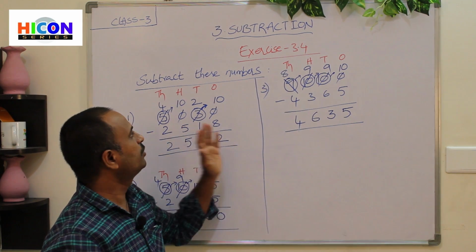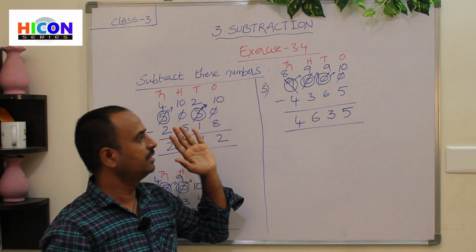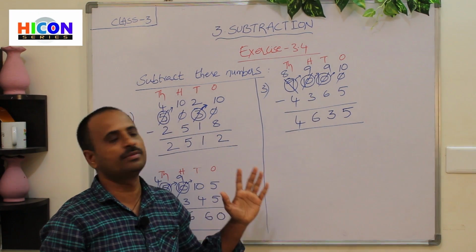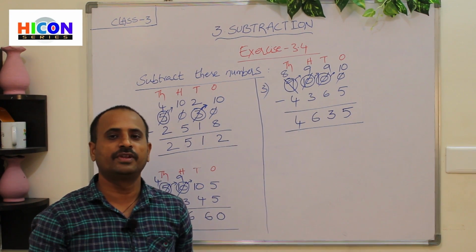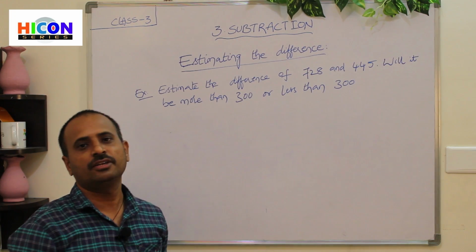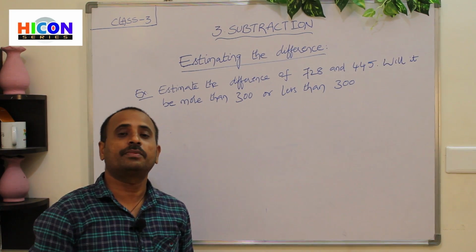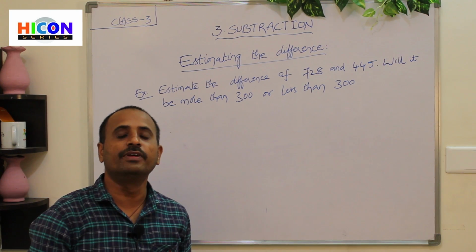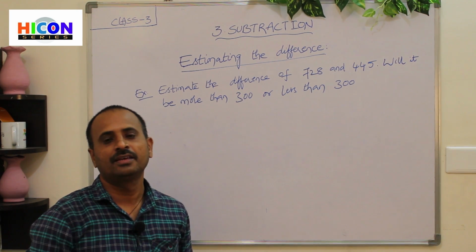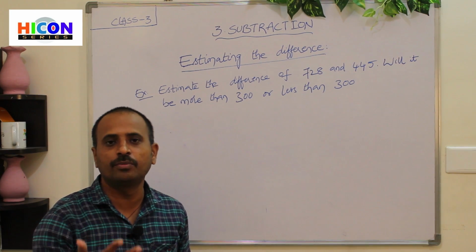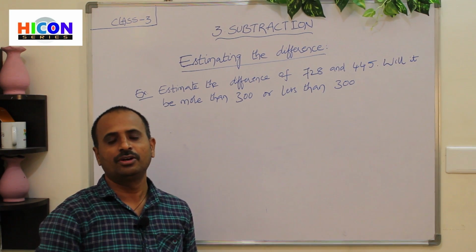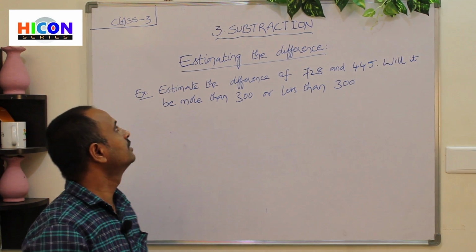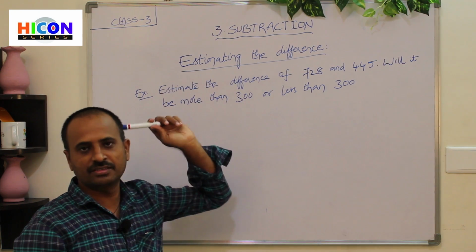And there are some more problems in this exercise, and practice the remaining problems in your PDF given in the chapter. Children, up to now we have discussed subtraction with zeros. That means if the number has zeros, how we have to regroup the places, and how we have to get borrow from the zeros. Now the next topic in this chapter is estimating the difference.